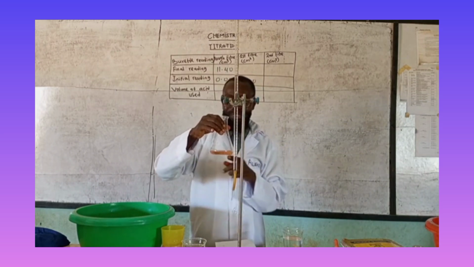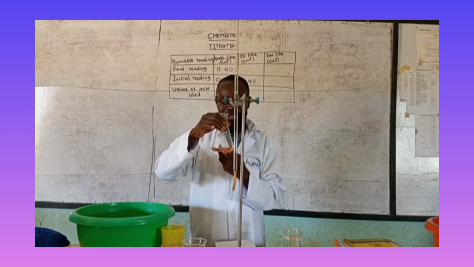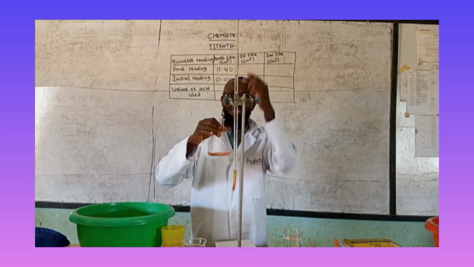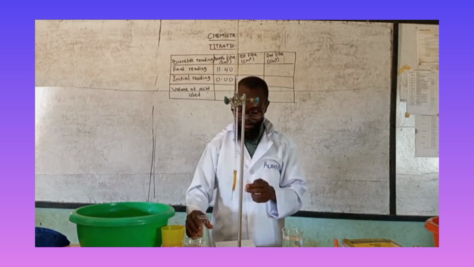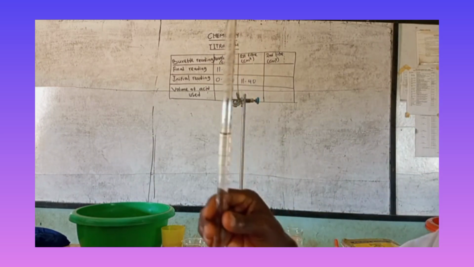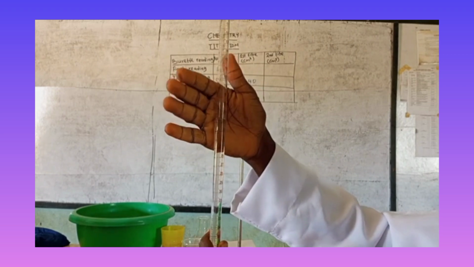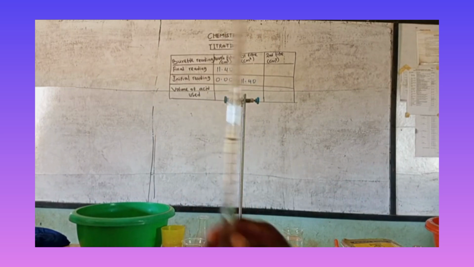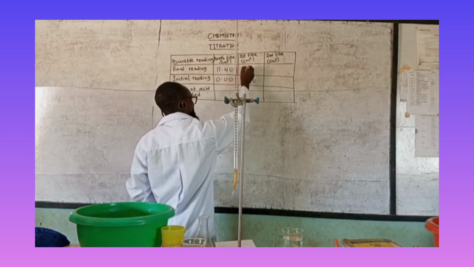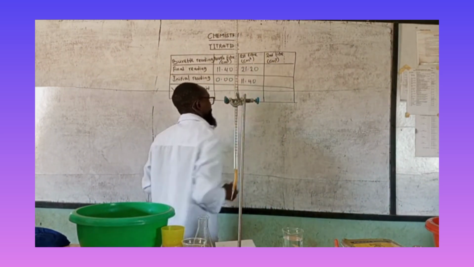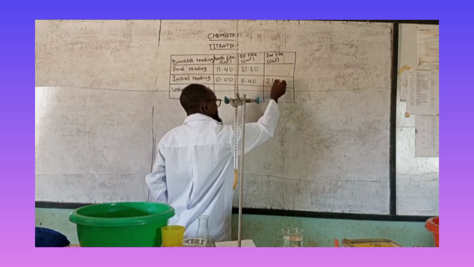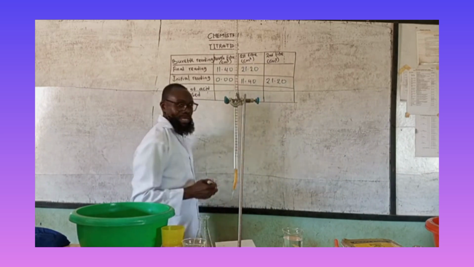So as it has changed to pink color, this is the endpoint or the equivalence point. Let us now read the level of our acid. So when we read it, we're having 21.2. 21.2. So we write 21.20. Also, I want to use that 21.20 as my initial here, 21.20. I want to look at the next titration.